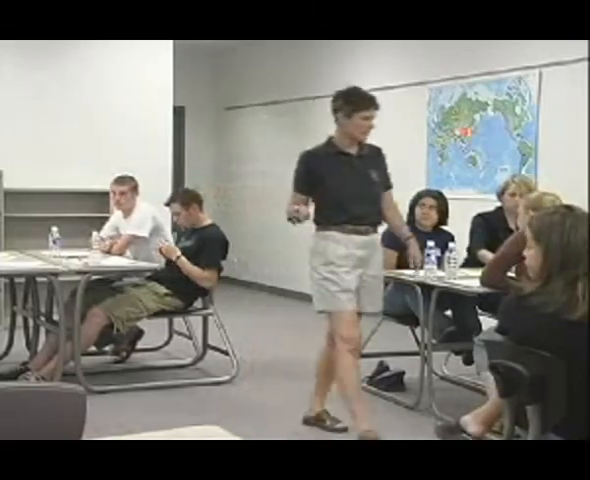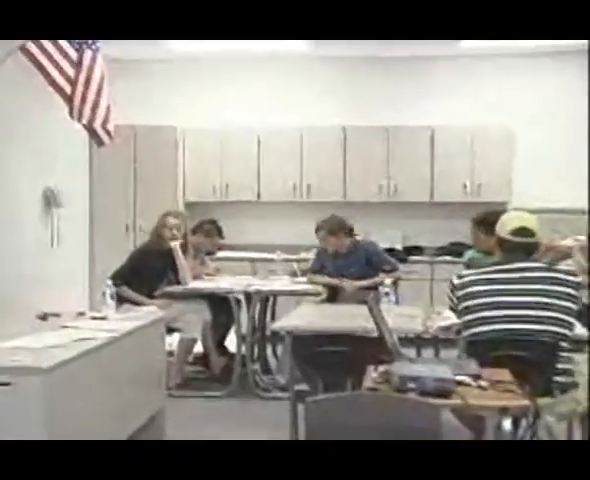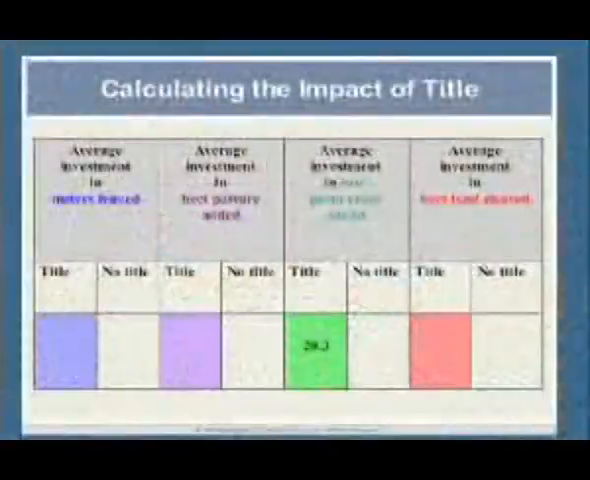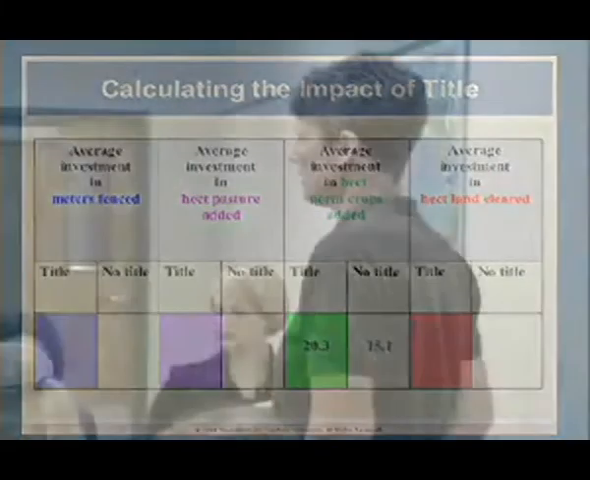Okay. Reconvene the large group and share the calculated averages. Everybody got them? Okay. All right, what about investment in permanent crops? Kevin, what did you guys come up with? People with titles at about 20.3 as opposed to 15.1 for no title. Okay, so again, title wins out.